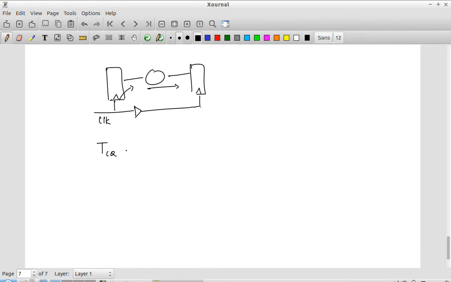So I need to make sure that the delay, the minimum delay through TCQ plus the minimum delay through the combinational logic must be greater than or equal to T hold plus the clock path, the maximum delay through the clock path. In the other case, we were talking about the early clock, or here we are talking about the late clock.